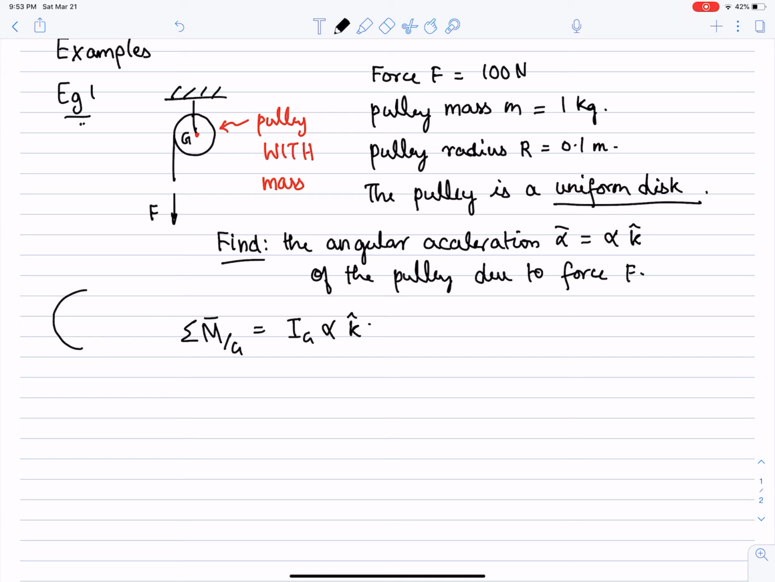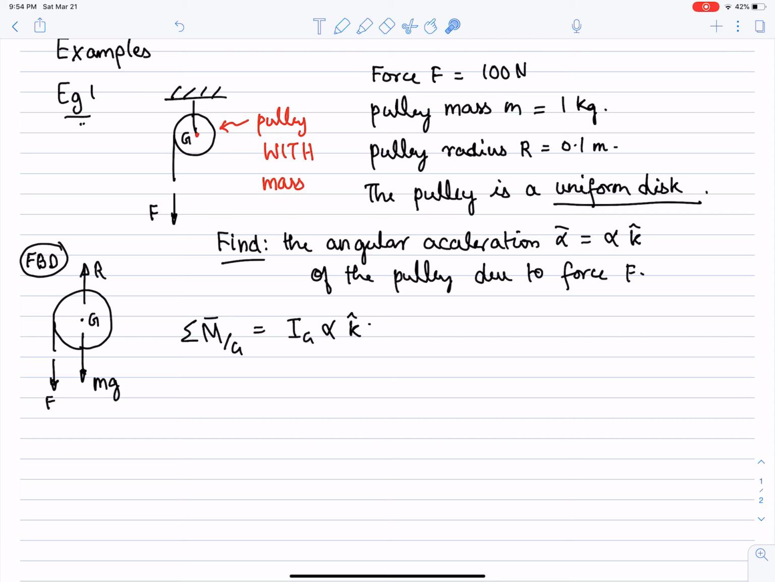This is a single rigid body. We can draw a free body diagram. There are three forces on this rigid body, one of which is this force F acting on it. Another is the weight of the pulley acting down, and then another is the reaction force R acting up. This is point G. So this is an FBD, free body diagram. You should always draw free body diagrams for these problems, and take moments about G.